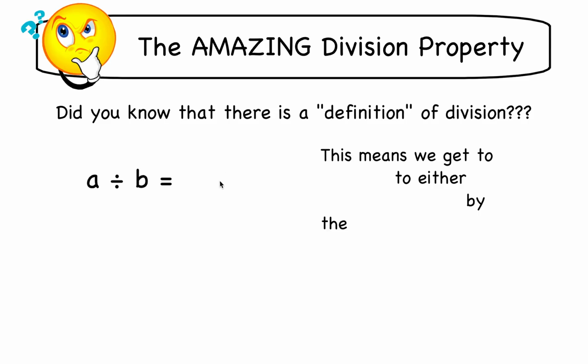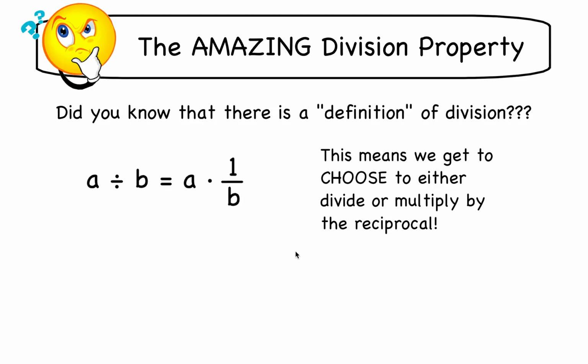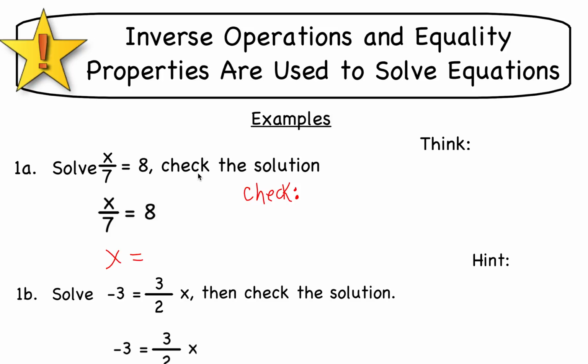So, the amazing division property. Did you know that there's a definition of division? Just like we define subtraction in terms of addition, of adding the opposite, division is actually just multiplying by the reciprocal. So that means we get to choose whether or not we divide or multiply by the reciprocal. If you take a divided by b, it means the same thing as taking a multiplied by the reciprocal of the thing you're dividing by. So you'll be using that a lot to solve equations.